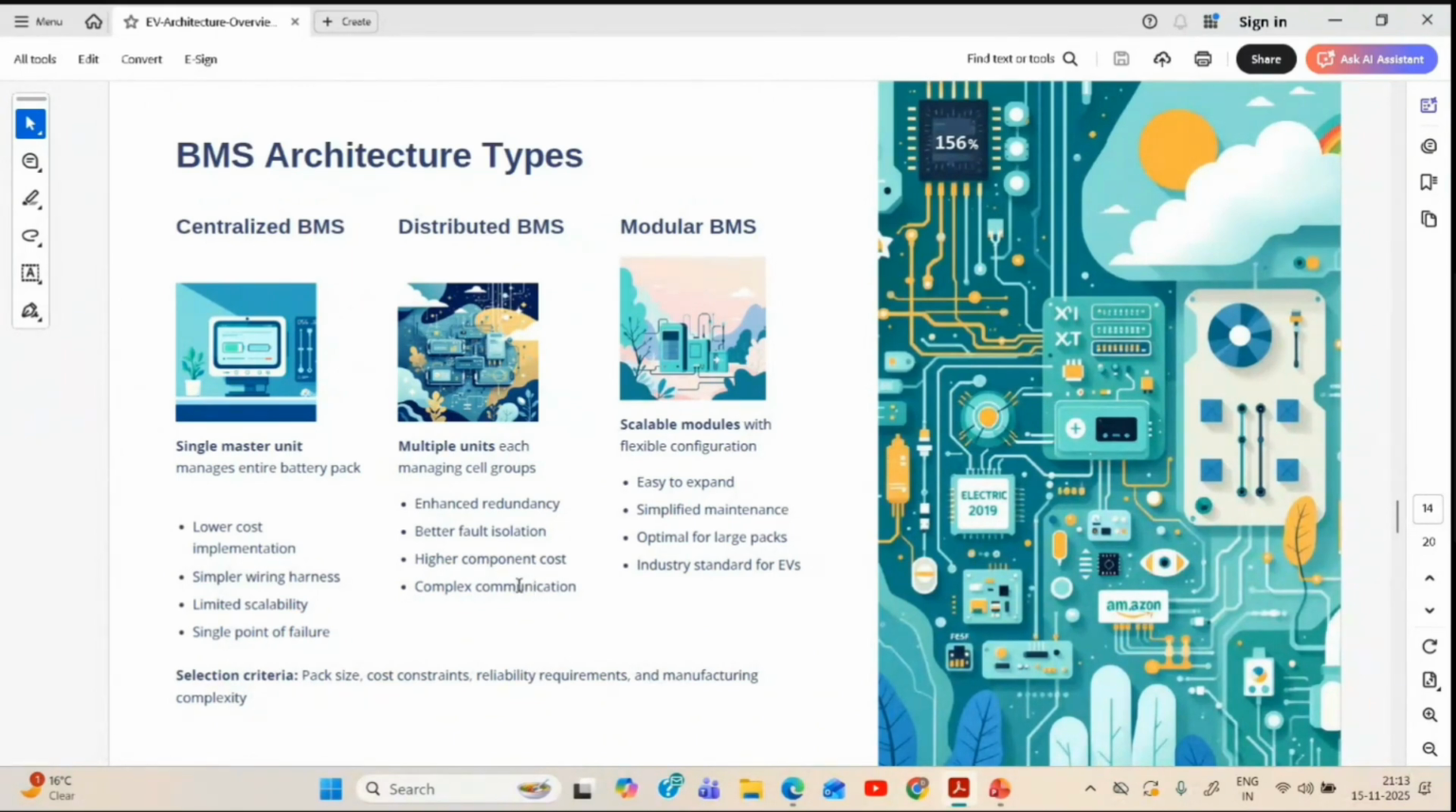Complex communications means again we have to work with CAN and all, and it becomes very difficult. So if someone is going for these things, he should also be good in programming. It depends on the company which type of architecture they want. Modular BMS is there too. So these are some architecture types of BMS.